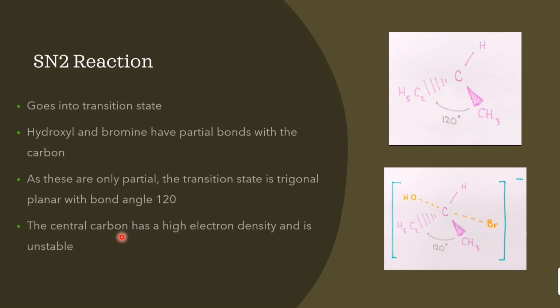And so the central carbon now has a high electron density, and this is because it has a partial bond with bromine and our hydroxyl, and it has full bonds with 3 other atoms. So this means that our carbon is now unstable because it has more bonds, more electrons than it had in the beginning. So our carbon needs to remove one of the partial bonds to remain stable.